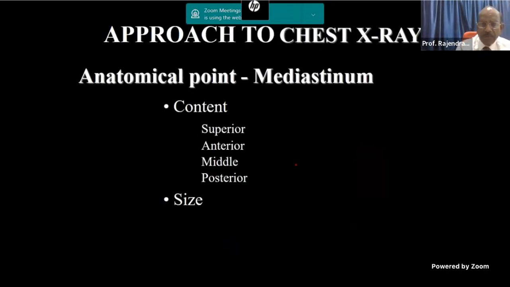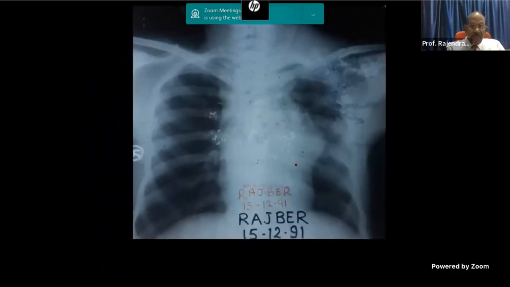The mediastinum also you have to look for: superior, anterior, middle and posterior mediastinum. The mediastinum is divided into superior and inferior, and the inferior mediastinum is divided into anterior, middle and posterior. So you have to look for mediastinal structures. As you see here, there is some mediastinal shadow. Apart from that, he has some soft tissue shadow also.